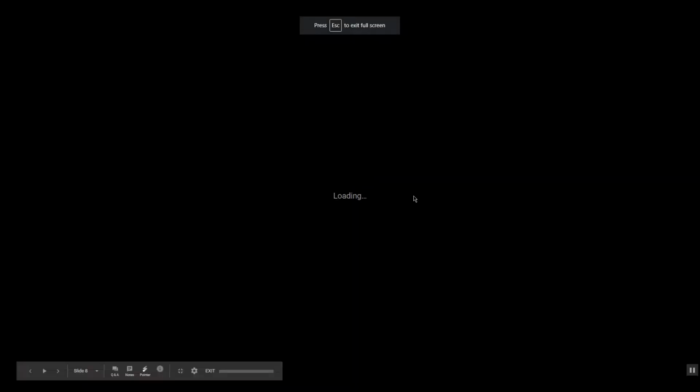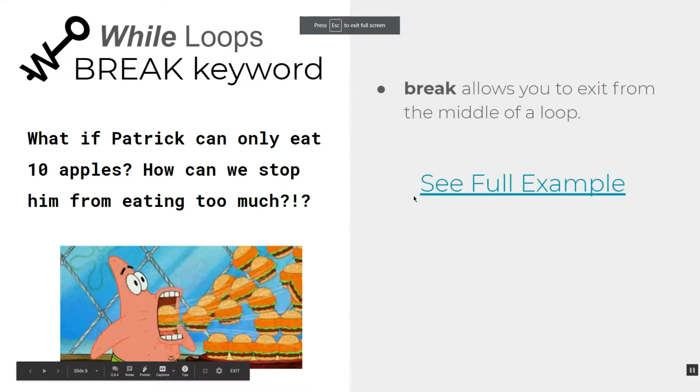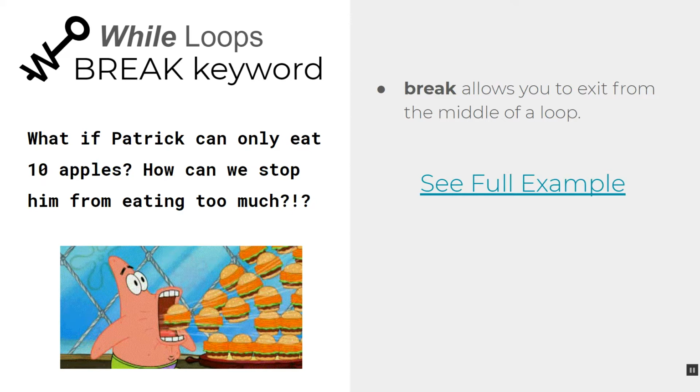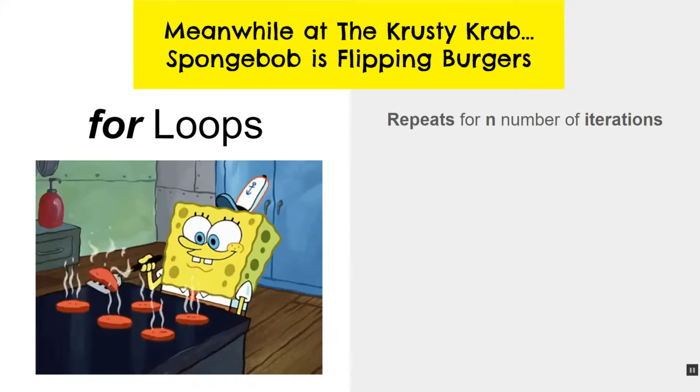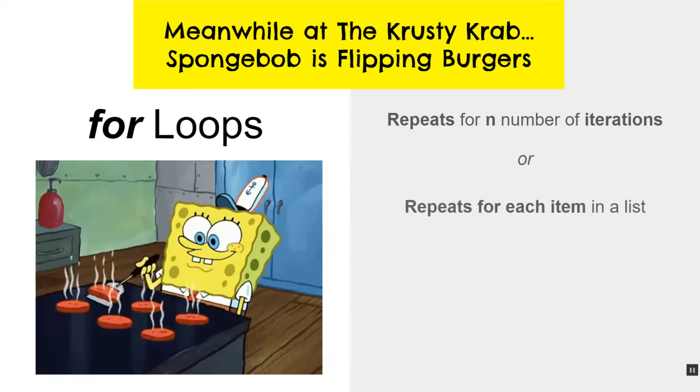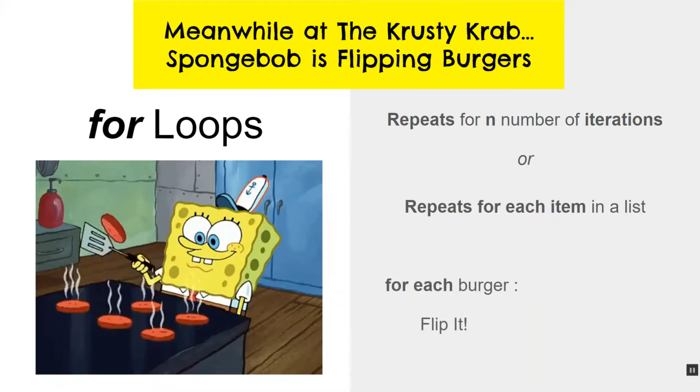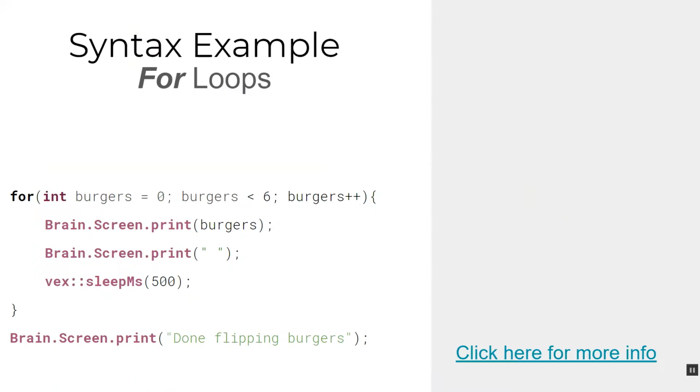So that is how we can get him out of the loop, even though the condition hasn't become false. Now, meanwhile, at the Krusty Krab, we have Spongebob flipping burgers. And for him, it makes more sense to use a for loop. Why? Well, a for loop repeats for a certain number of iterations. You define the repetition criteria at the beginning, and then it'll repeat that many times. Or you can repeat it for each item in a list. So in this case, we could say for each burger, flip, and when all the burgers are flipped, he's done. Now, what does it look like?